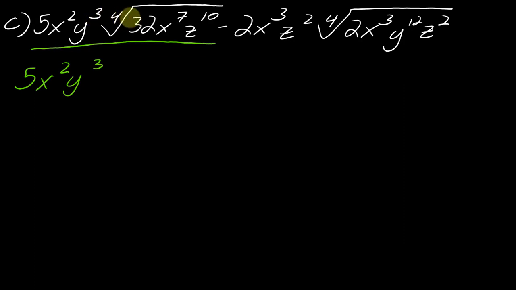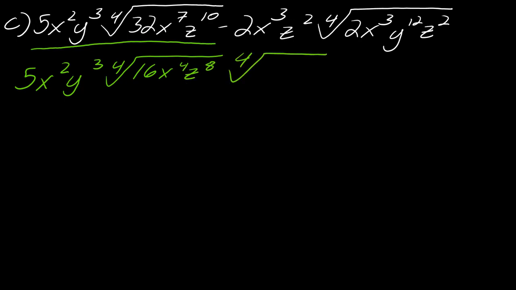So starting with this, I've got 5x squared y to the 3rd, so that's just going to hang out. Now I want to factor out the parts of this that I actually could evaluate. So that would be the 4th root of 16x to the 4th and z to the 8th. And then the parts of this I cannot do anything with will be 2x cubed z squared.